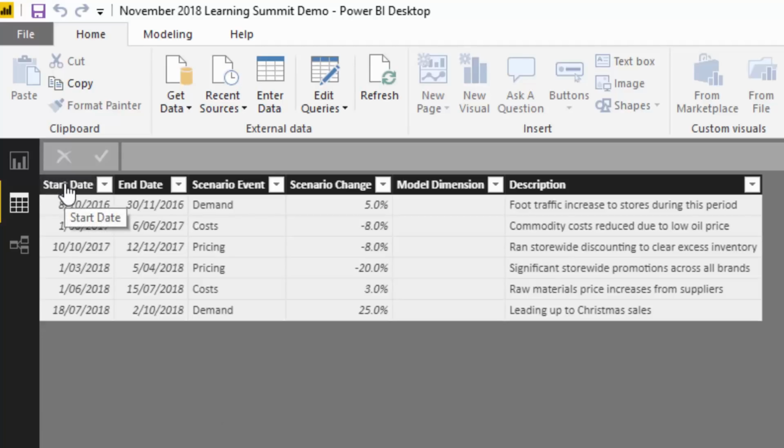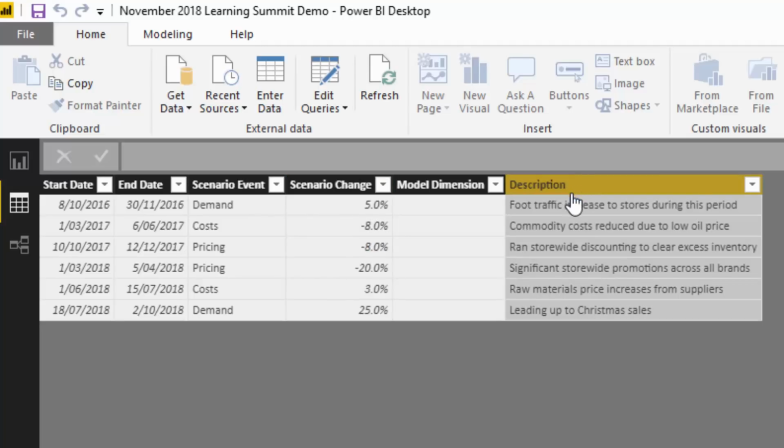Basically, this is just a demo, but I've set up a table where we have a start and an end date of an event which has occurred in the past. Okay, a historic event. I then have a bit of detail about the event, like was it due to demand, costs, pricing, what changed, like what actually occurred with this particular scenario, and the description of this particular scenario.